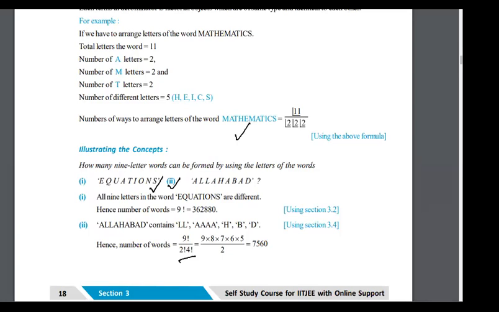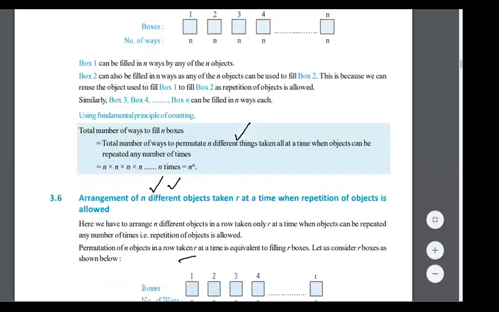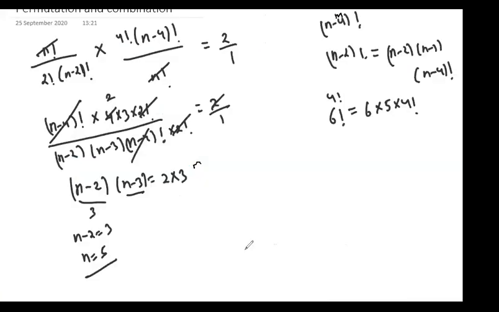If repetition is allowed, then it becomes quite easy, and you don't have to worry. It will be n into n into n, n times, so if it is repeated m times, it is n to the power m. For example, I hope all of you remember this example.